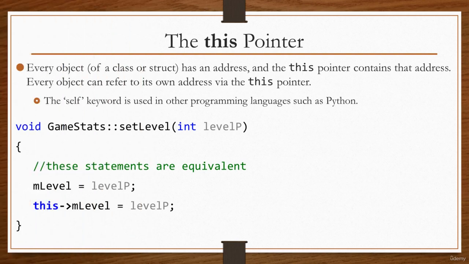Every object has an address, and the this pointer contains that address, right? Every object can refer to its own address via the this pointer. Now with some other programming languages such as Python, the self keyword is used instead.